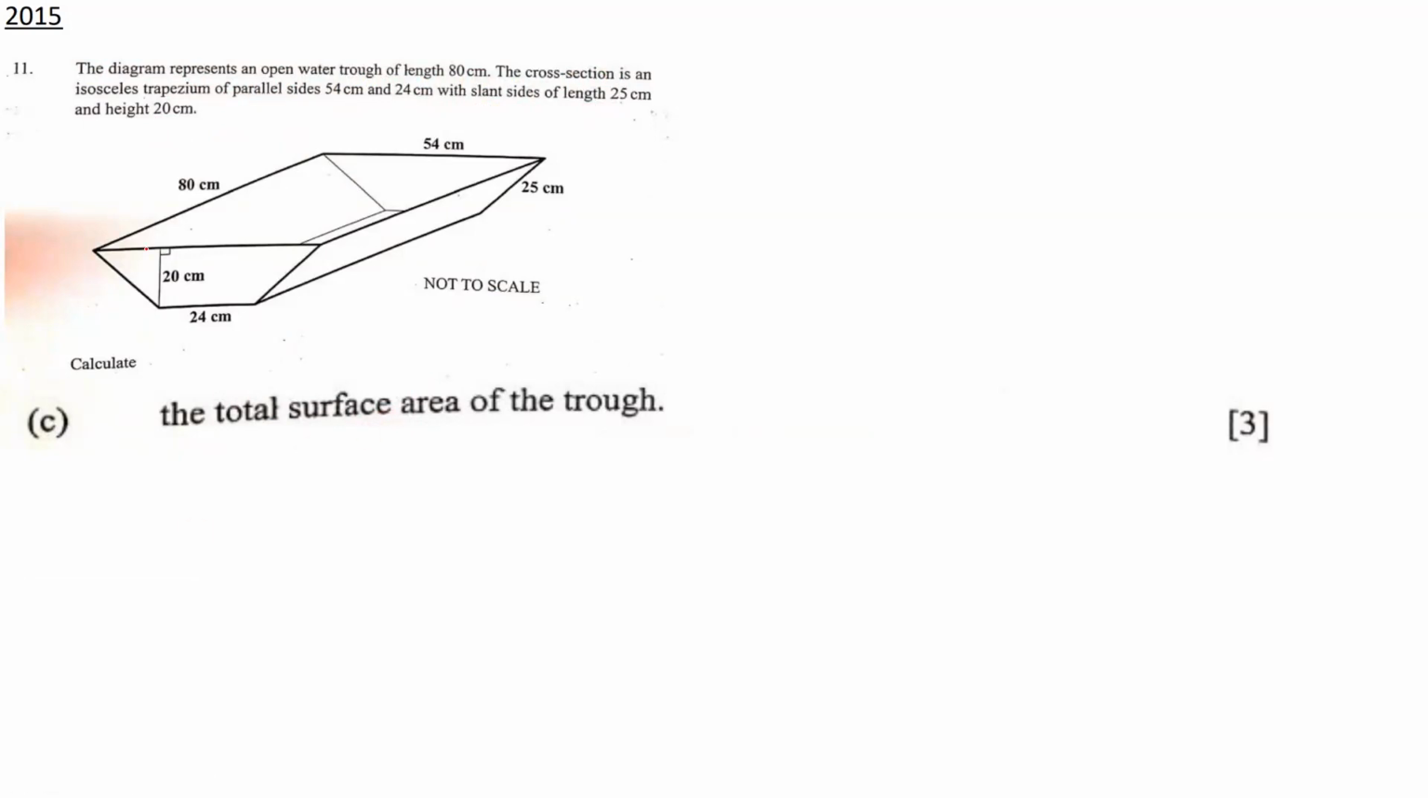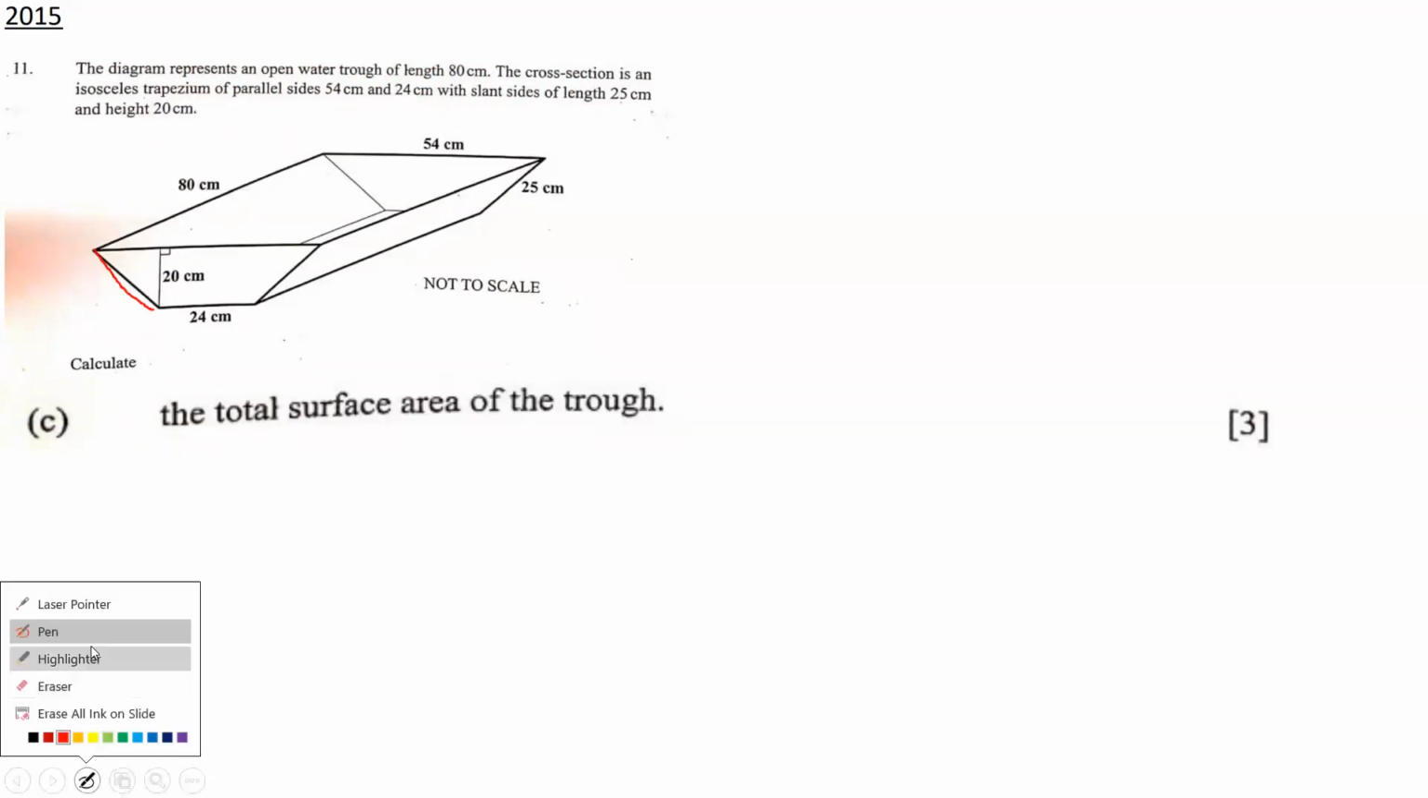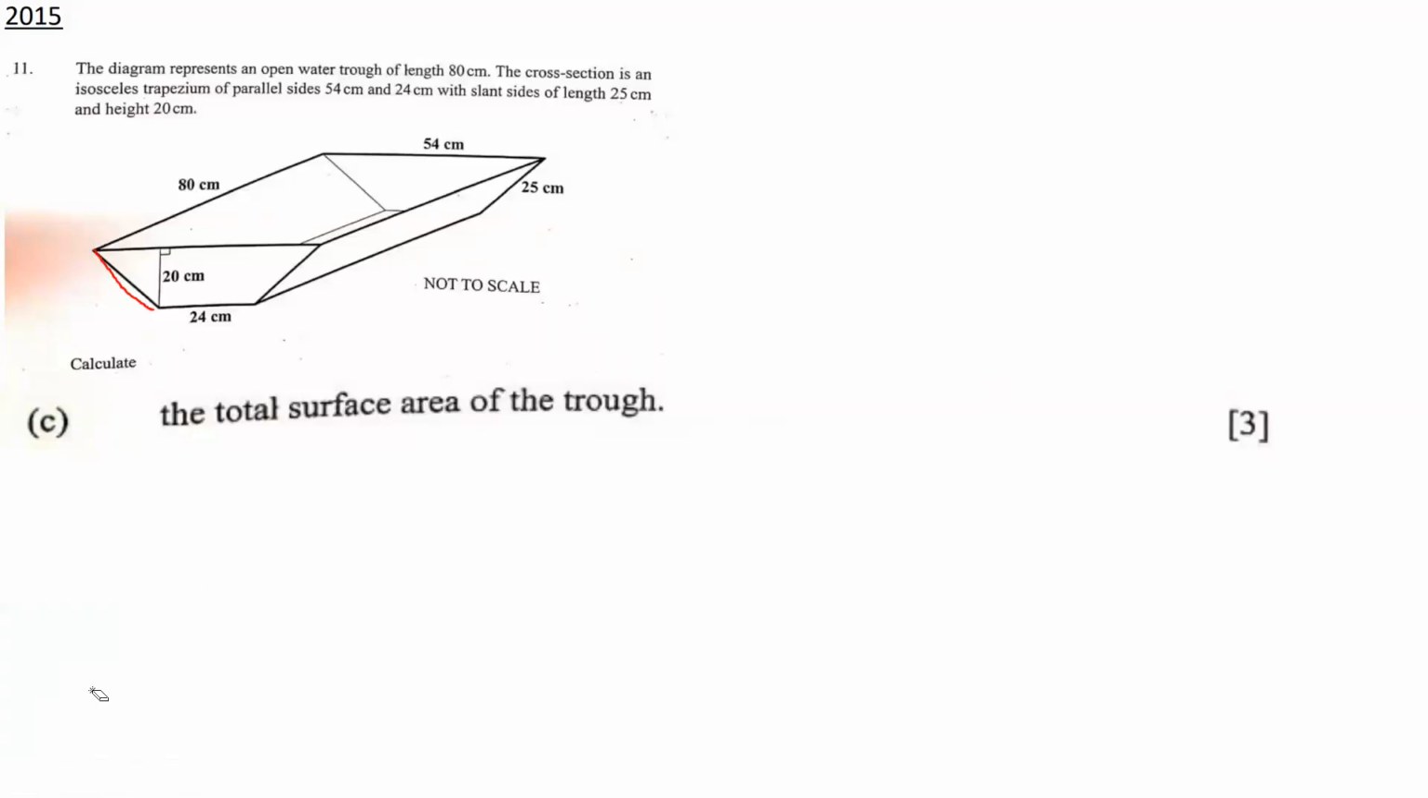We're going to start off with this shape. This is going to be the front trapezium. Let me do that properly. Let's use the highlighter. So this shape right here is definitely the trapezium. We're going to start off with the front trapezium.